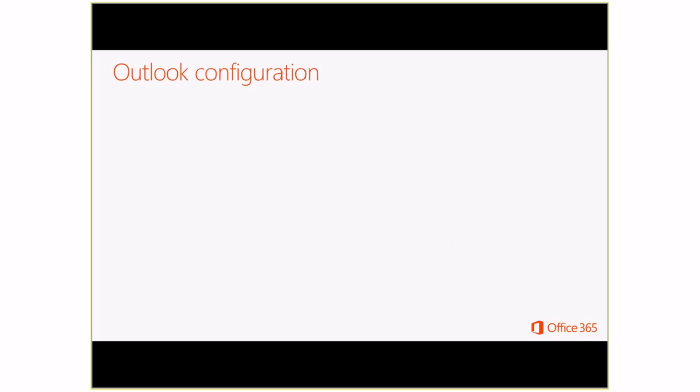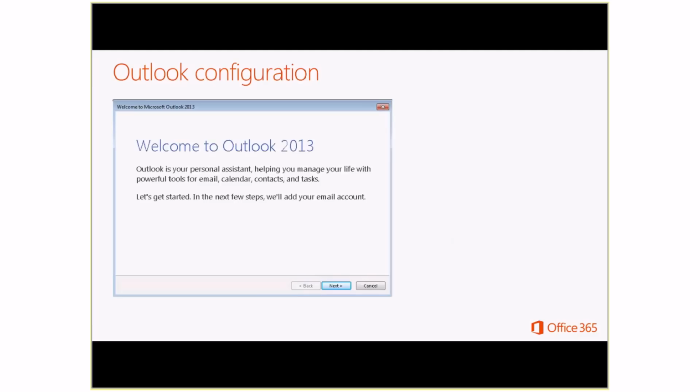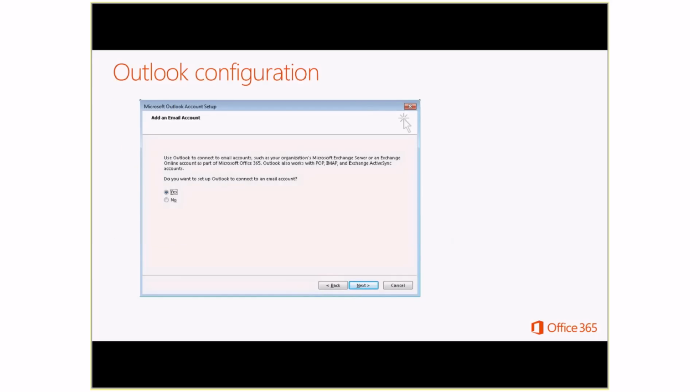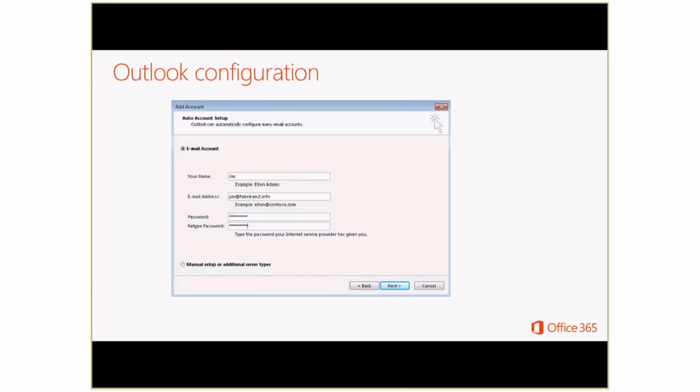So we logged into a machine, and now we're trying to configure Outlook. We simply launch Outlook for the first time, and we get a nice Welcome to Outlook window. We click Next. Then we get asked if we want to add an email account. We say yes and click Next, and then we're asked for some account information.